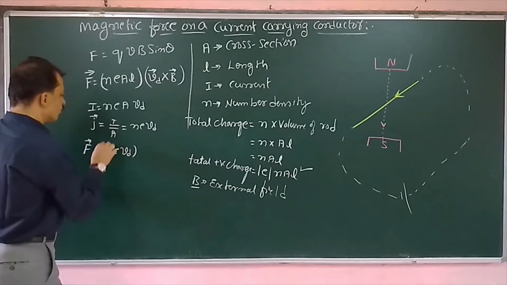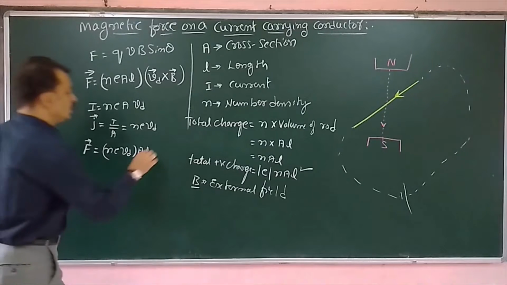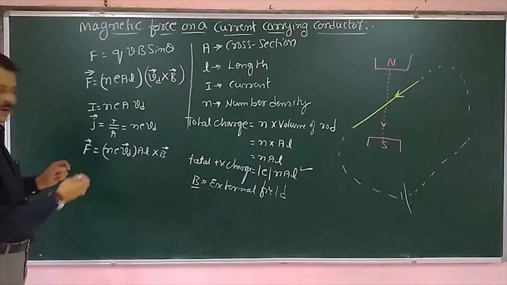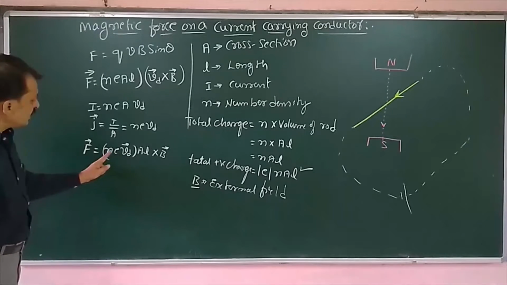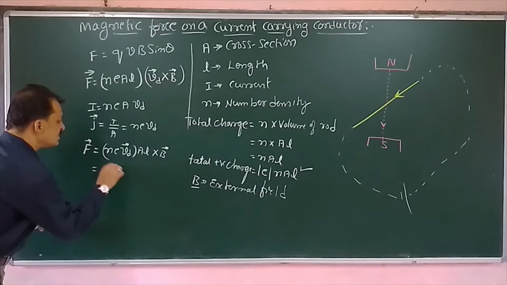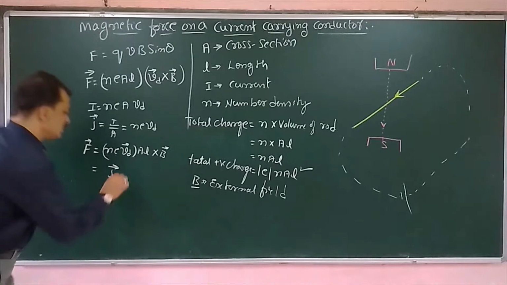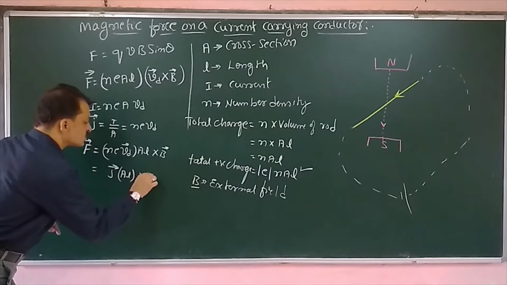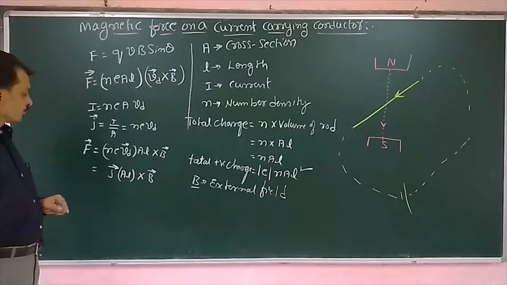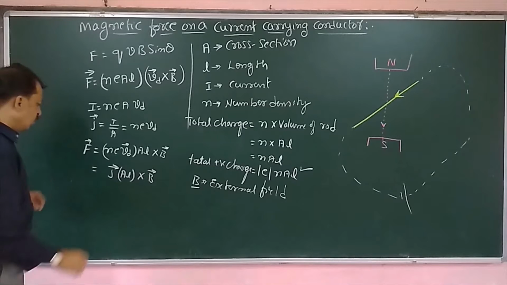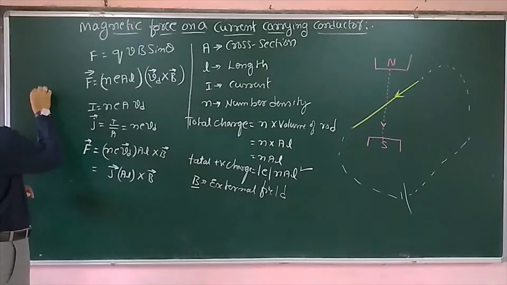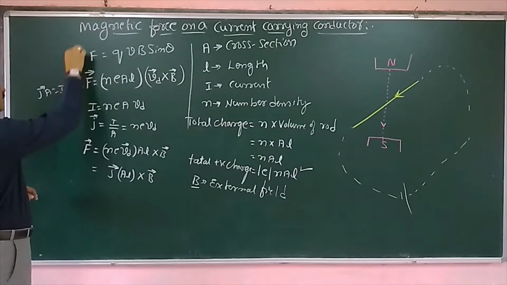into A into L, now cross B. Now here is the cross product. Just I have rearranged the term. Now N E Vd is nothing but the current density, which is a vector quantity. Current density into A into L cross multiple of vector B. Okay. Now, what is current density into area? Now look here, current density into area, vector J into A becomes the electric current.